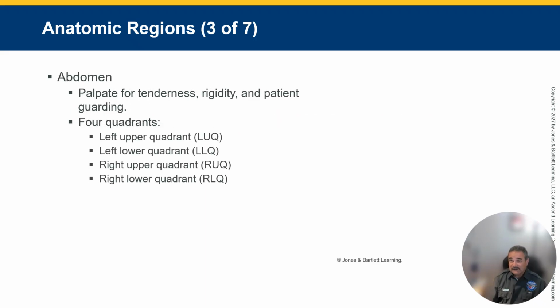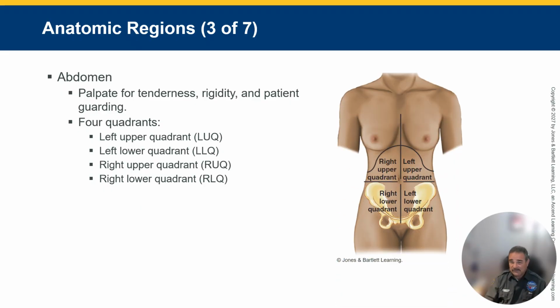Move to abdomen. We're going to palpate the abdomen. Okay, we're going to do 4 quadrants. There you go. The right upper quadrant, the left upper quadrant, the right lower quadrant, and the left lower quadrant. We're going to palpate all of those areas, those regions.